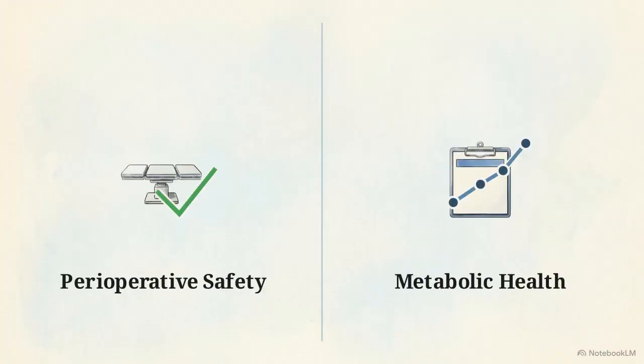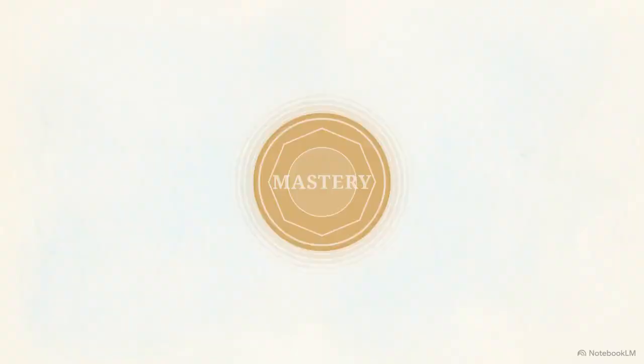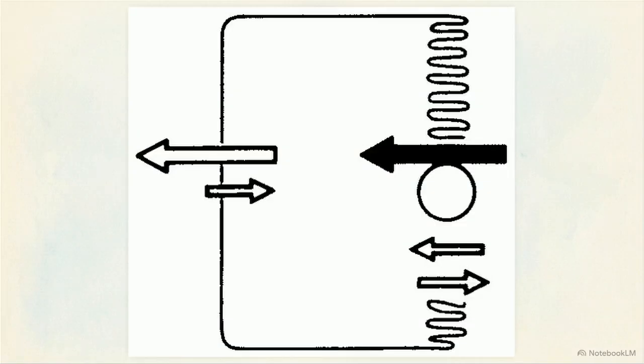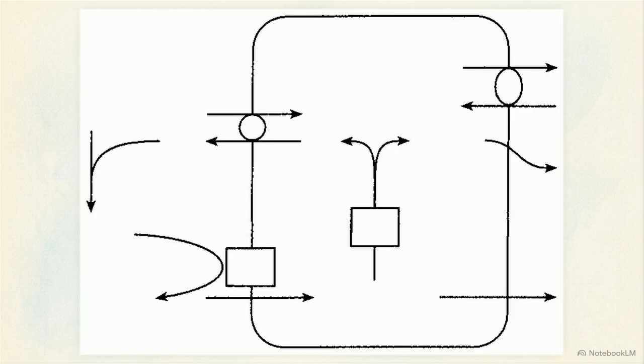Empagliflozin delivers comprehensive perioperative safety and long-term metabolic health. This diagram illustrates active renal elimination at the proximal tubule. This is exactly where empagliflozin blocks the SGLT2 transporters, preventing glucose from being reabsorbed back into the bloodstream. This schematic maps the transport of those ions and molecules. By inhibiting this pathway, glucose, sodium, and water are diverted from the peritubular plasma straight into the urine.